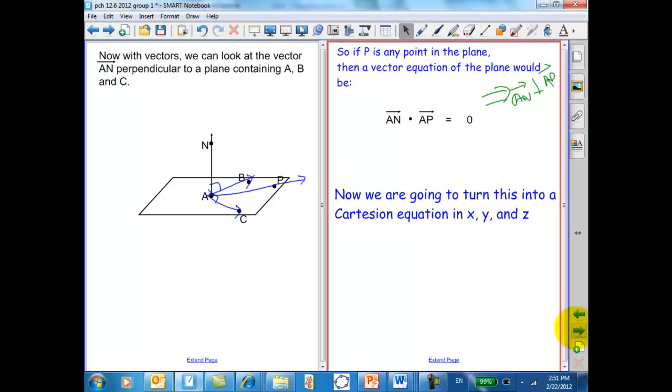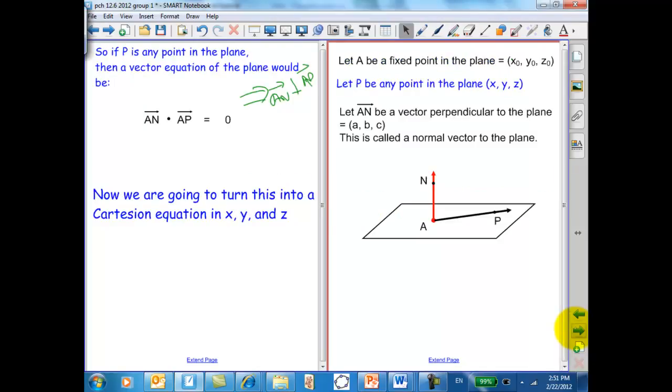Now we're going to turn this into our Cartesian equation because we want to show how we come up with that xyz equation. So if A is a fixed point, x naught, y naught, z naught, let P be any point in the plane, x, y, z. Then AN will be a vector perpendicular to the plane. So we're going to call this vector ABC. That's the vector, okay? Not just the point N, but the vector from A to N. That establishes our direction vector for the plane. It's called the vector normal to the plane, meaning perpendicular to the plane. Normal or perpendicular.